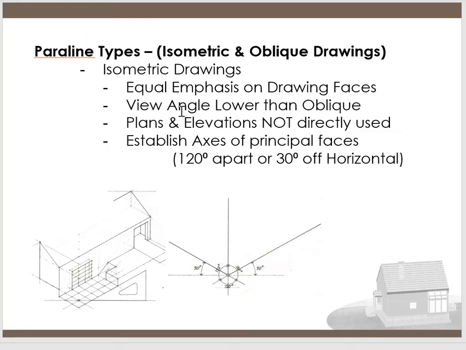You view it from an angle lower than an oblique, like I said. Plans and elevations are not directly used in these at all. You are actually going to be using your 30-60 triangle. So when you put a horizontal line, you put your triangle right on that horizontal line, and you will draw a line that goes off one direction and a line that goes off the other at a 30-degree angle. And then, of course, your vertical line, which is your z-axis. This is how we start all of our various isometric drawings.